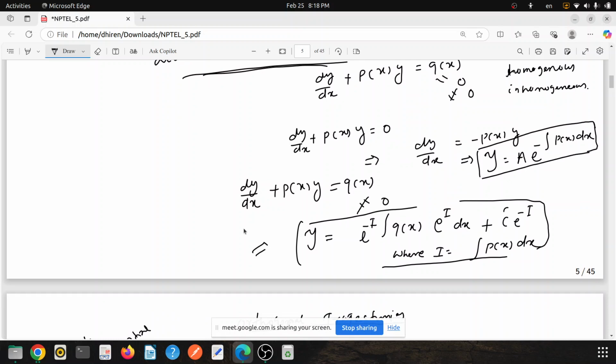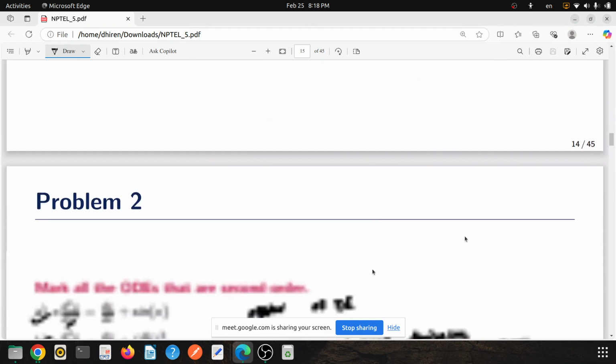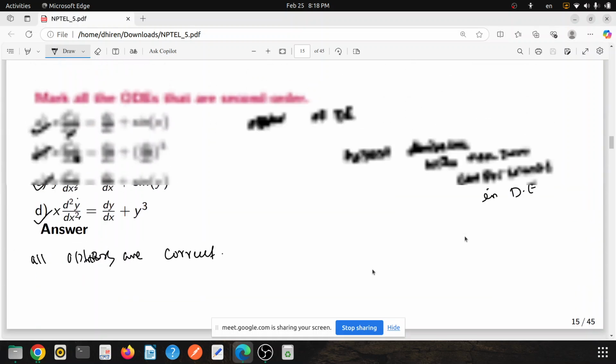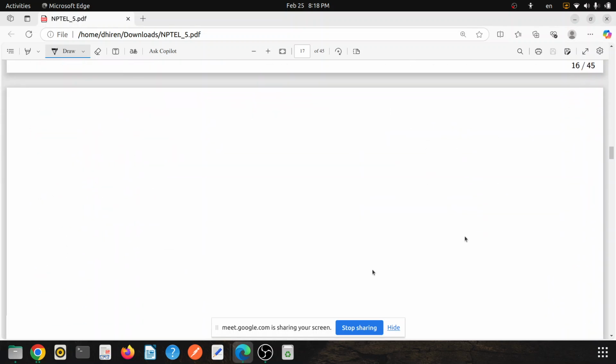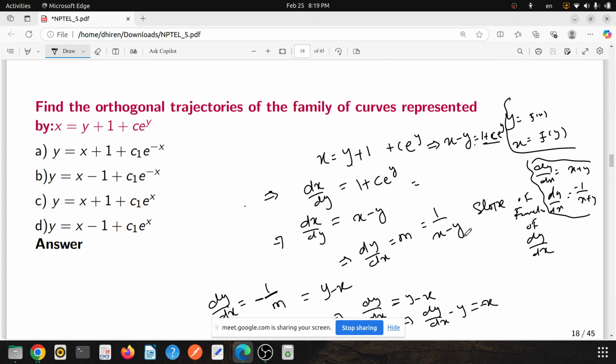This is the solution for the inhomogeneous differential equation. So you can put this directly there and you can find the solution. Y is equal to... so if you solve this problem using this formula, you will get that y is equal to x plus 1 plus c1 e power x. So the option which is correct is option C.